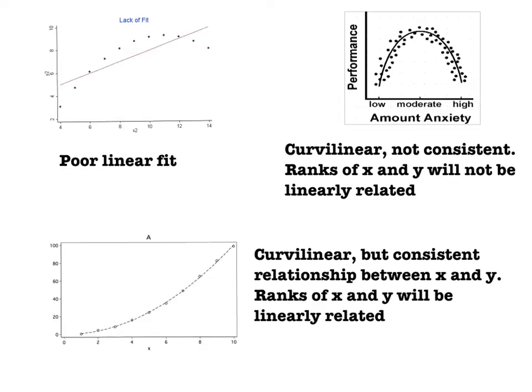On the other hand, down here at the bottom, we have both a curvilinear and a consistent relationship between x and y. So the ranks here will be linearly related. If you look at it, the slope of the regression line is consistently positive throughout that relationship between x and y. It never does turn negative. So we can go ahead and convert those observations to ranks and correlate them with confidence that we'd be able to detect a linear relationship among the ranks.